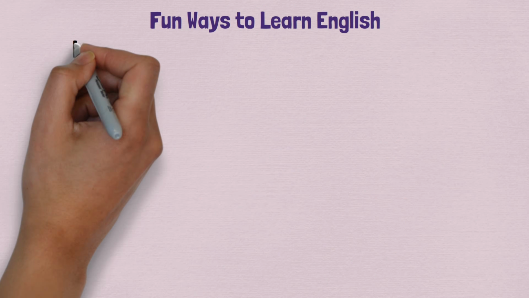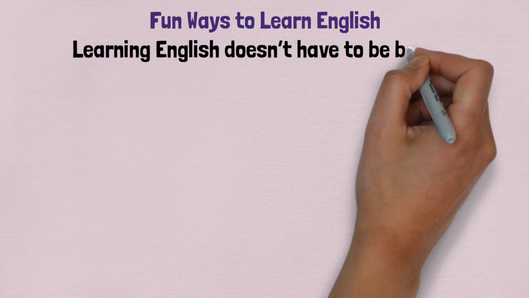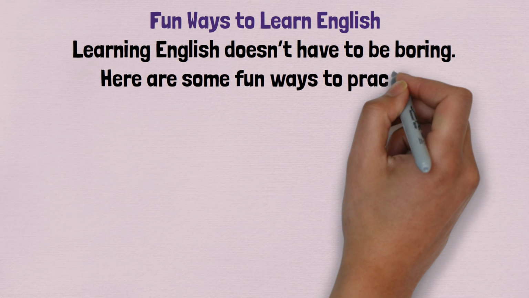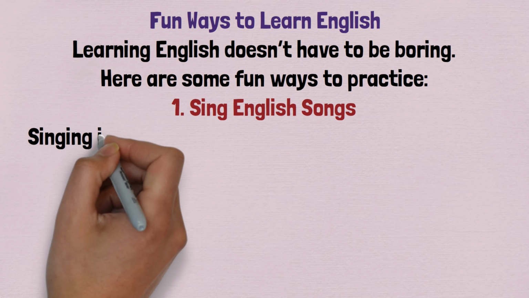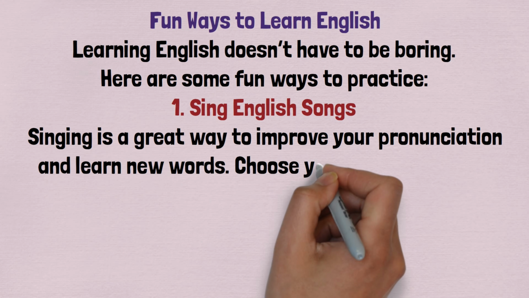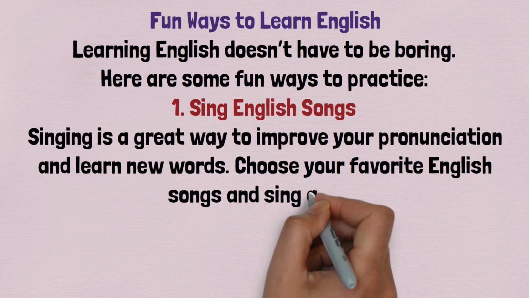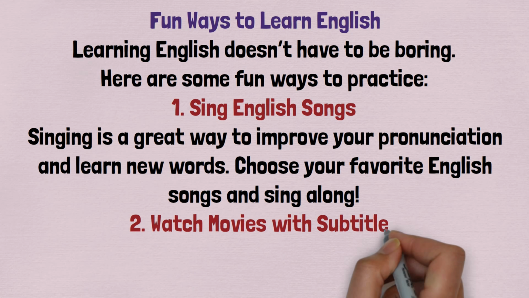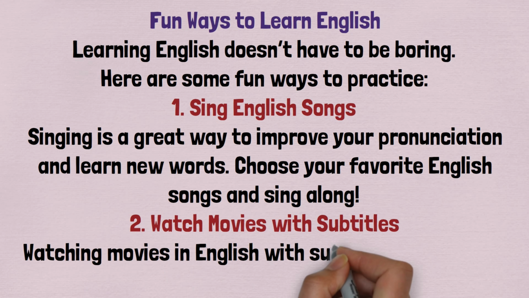Fun ways to learn English. Learning English doesn't have to be boring. Here are some fun ways to practice. 1. Sing English songs. Singing is a great way to improve your pronunciation and learn new words. Choose your favorite English songs and sing along.